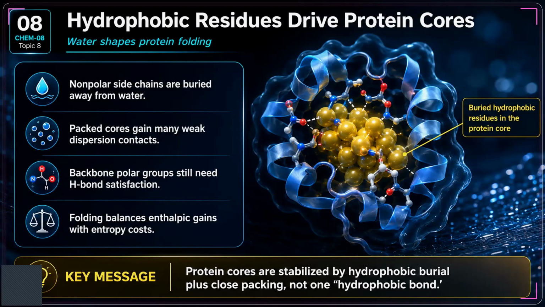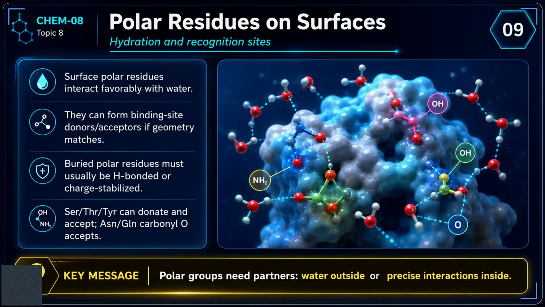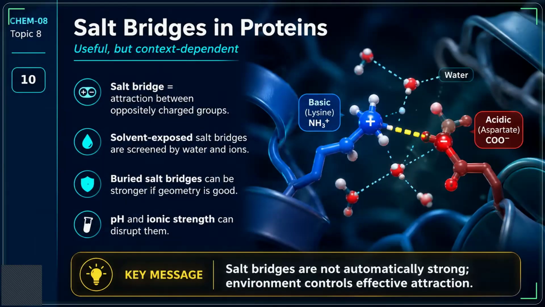Now, non-polar side chains are going to keep away from water, as their name says, and oftentimes packed cores may have many dispersion contacts, and the backbone is going to be polar, and they're going to need hydrogen bonds, and that needs to be kept up. Now, polar residues on the surfaces, polar groups need partners from water and precise interactions on the inside. And this is how the three-dimensional structure of a protein forms. And it's spontaneous, doesn't require external energy, it just happens.